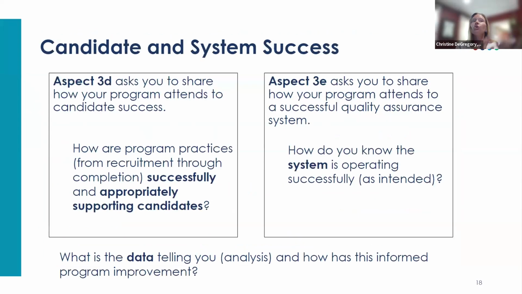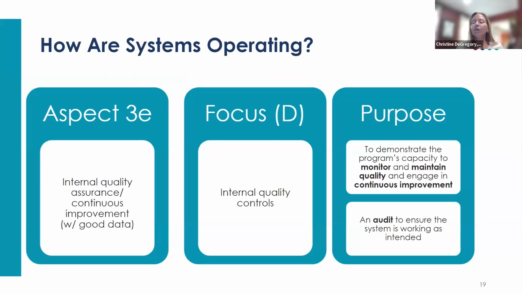All right. So 3D, again, we just talked about candidate success, right? Are you successfully and appropriately supporting your candidates? We're going to switch now to your program's success, meaning your system success. Is your system operating as you intended it to? Sometimes I find grounding myself in the student versus the system really helps in understanding what these two program practices are and what you need to do in terms of describing them. So how are your systems operating?